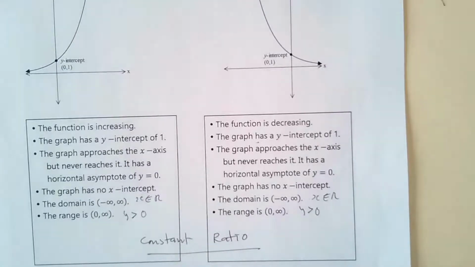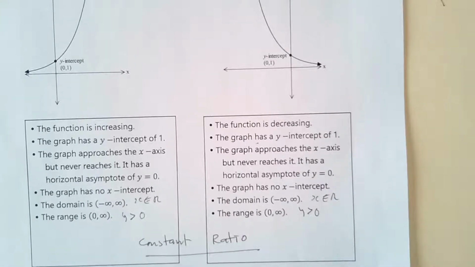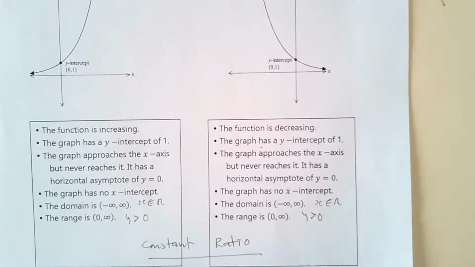And that's one of the ways you can find out if a graph is exponential. We look at the y values and find if there's a constant ratio between consecutive y values. We'll look at a couple of examples of this.